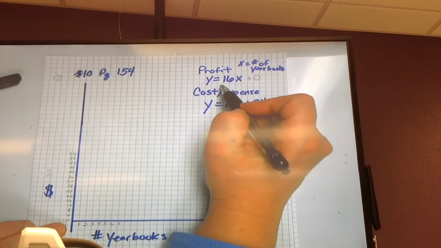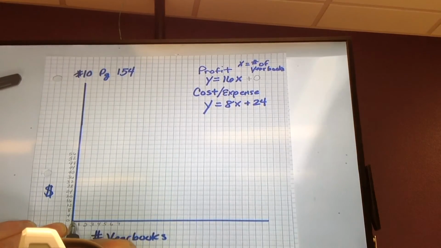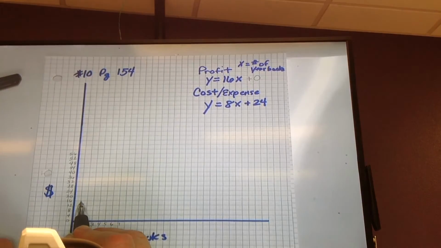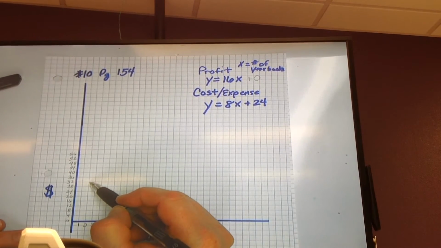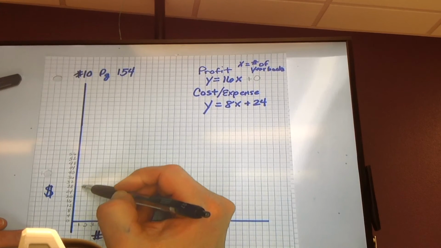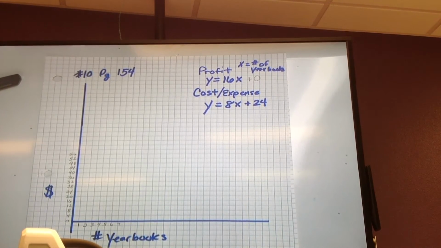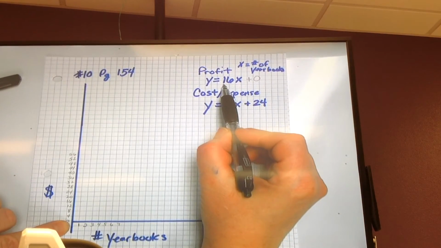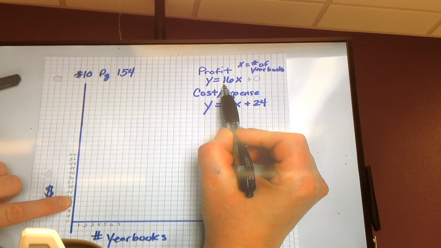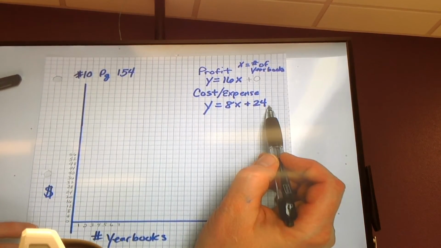And then our rate of change is $16, 16 over 1, which is $16 for every 1 yearbook. So we're going to go up 16 for every 1. I have to go up another 16 and over 1 for the next one. So my graph is going to look like this as I'm going up. You can graph the points. Here's my y-intercept, 0, and my rate of change is up 16 over 1.